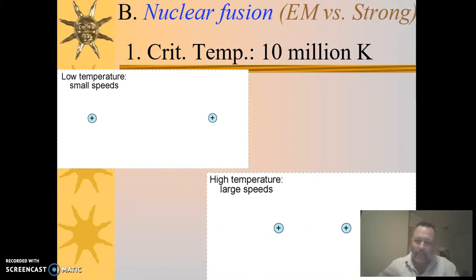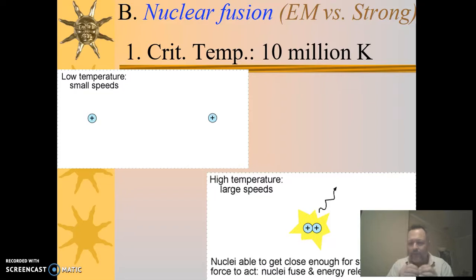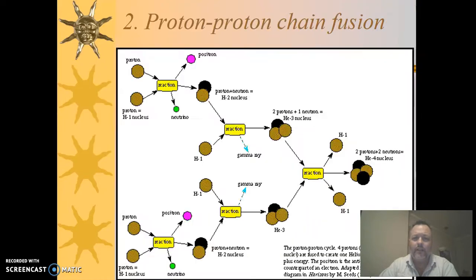So at that point, if the protons get close enough, a new force of nature takes over called the strong force, which, as you can imagine, is stronger than the electromagnetic force, which is the opposites attract and likes repel. That's not quite true. If you can get the 2 objects close enough together at a high enough temperature, then the strong force takes over and they bind together. All right, so that's nuclear fusion. That's the most basic type of nuclear fusion, proton-proton fusion.